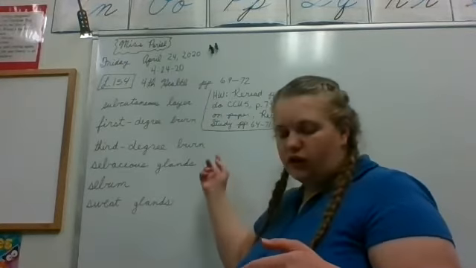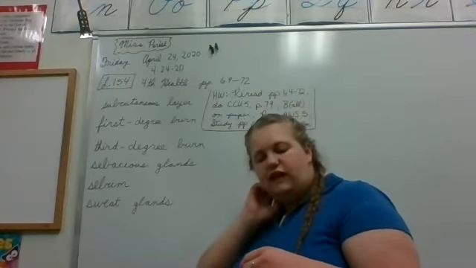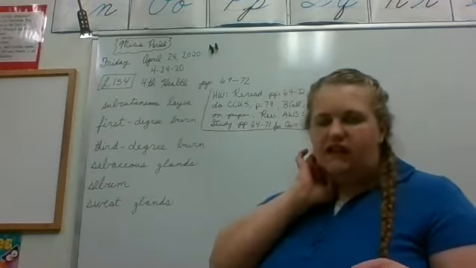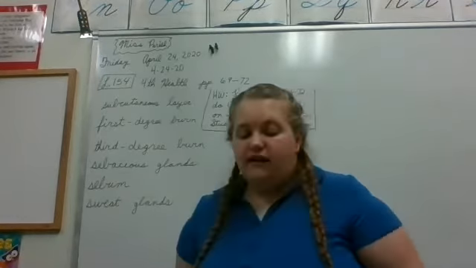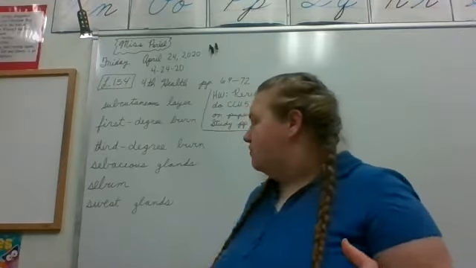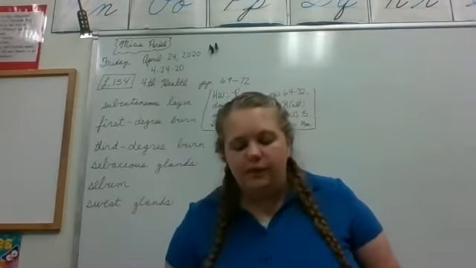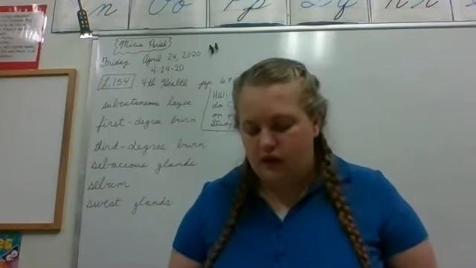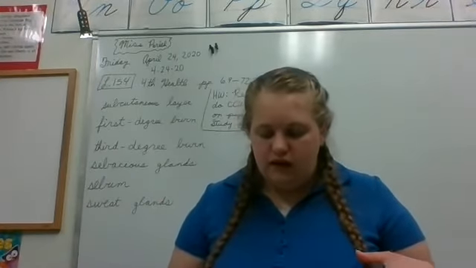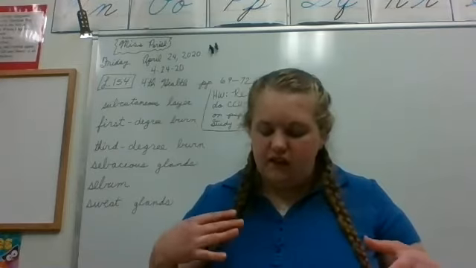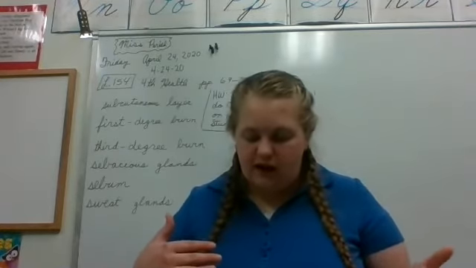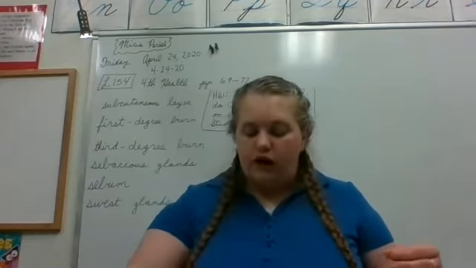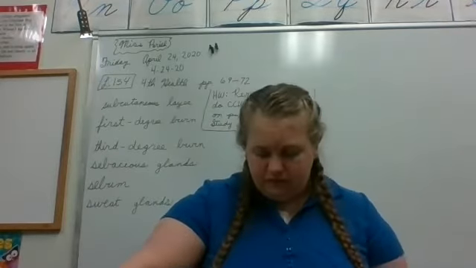Okay, so then we're going to look at how our skin makes oil. The sebaceous glands are the oil glands, and they make an oily substance called sebum, and sebum helps keep your skin moist and smooth and soft. It's a thin layer of oil that covers your entire body. It helps waterproof your body and prevents too much water from evaporating through your skin.